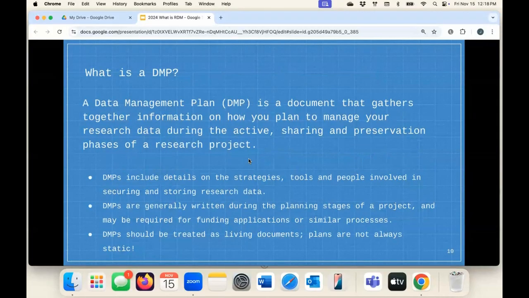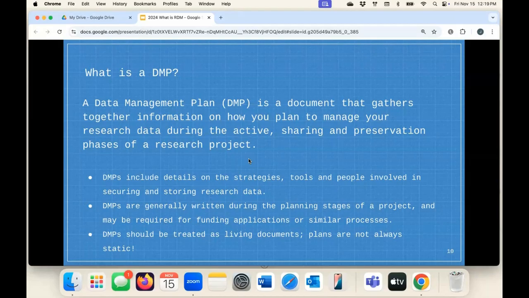So I mentioned data management plans, or DMPs. They are a document that gathers information about how you plan to manage your research data during the active, sharing, and preservation stages of a project. So you might include details on the strategies, tools, and people involved in securing and storing your research data. DMPs are generally written during the planning stages of a project. And they may be required, as I mentioned, for funding or similar processes like ethics applications.